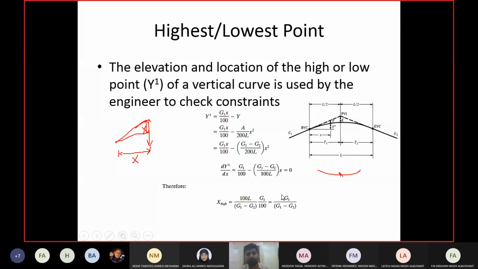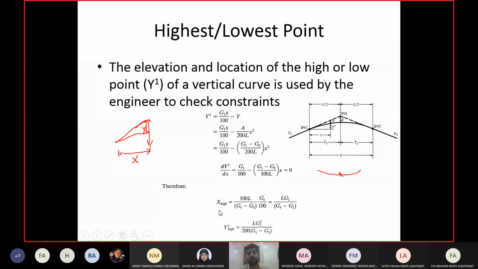So this is the equation for x. Now take this equation and put it in the equation for y1. Take the equation of x, put it in the equation of y1. Y1 will be equal to this. So you have the distance from the beginning of the curve for the highest or the lowest point, and you have the difference in elevation from the beginning of the curve for the highest or the lowest point.